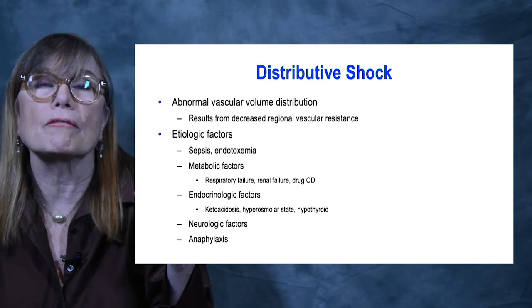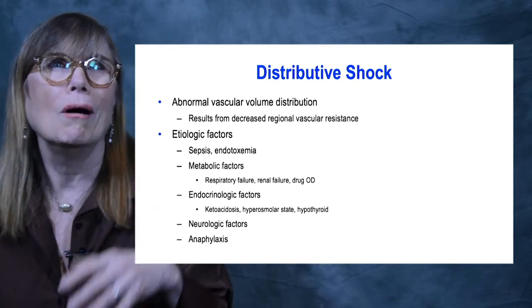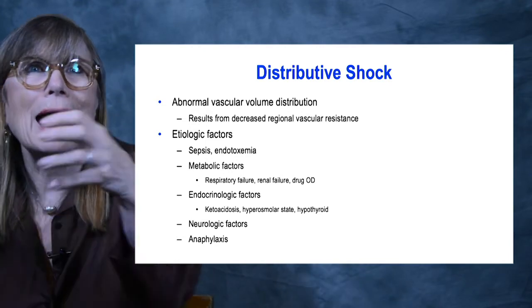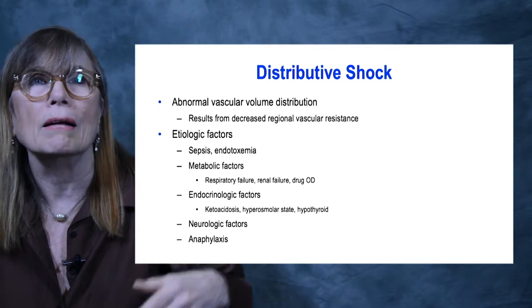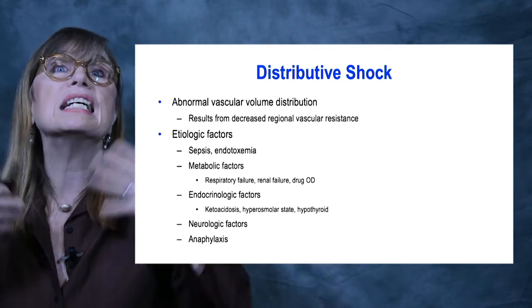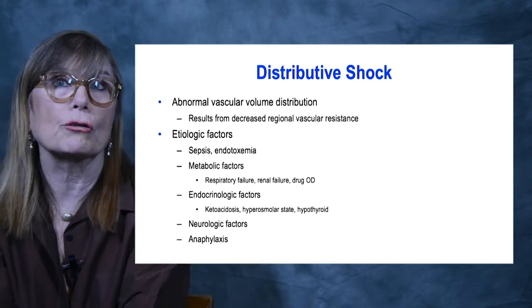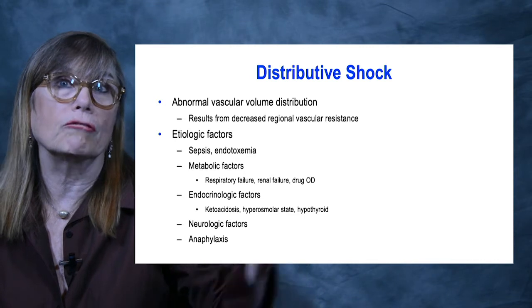That's the neurologic factor. The second reason will be anaphylaxis. So spinal cord injury and anaphylaxis, those are pretty easy for us to appreciate and understand. I injured above C5, I've lost vascular tone. I have a histamine release, I've lost vascular tone. So my vessels are dilated and I maldistribute the blood flow.